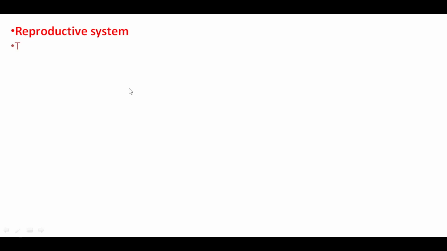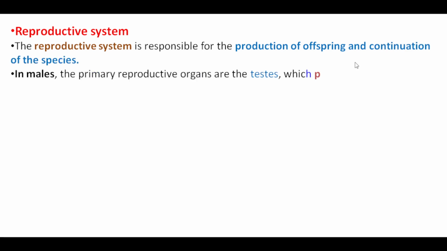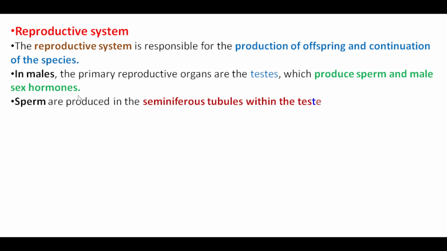Reproductive system. The reproductive system is responsible for the production of offspring and continuation of the species. In males, the primary reproductive organs are the testes, which produce sperm and male sex hormones.